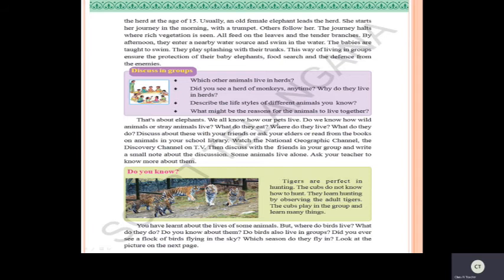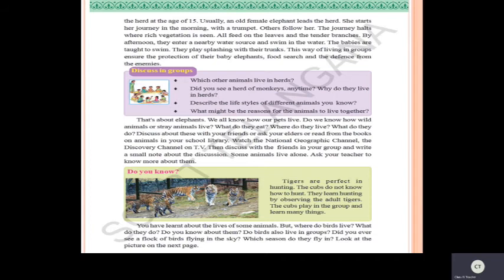We all know how our pets live. Yes, children. How do our pets live? For example, if you are having a pet dog, how will it live? Whatever food you give, it will take, and it will live in the shelter that you are giving, and that is how it guards our house. So all this you have to know.